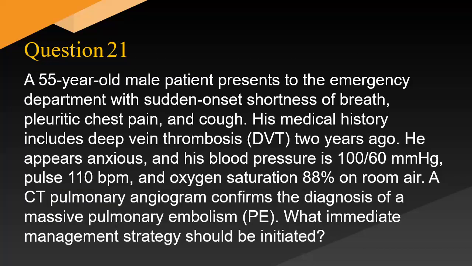A 55-year-old male patient presents to the emergency department with sudden onset shortness of breath, pleuritic chest pain, and cough. His medical history includes deep vein thrombosis (DVT) 2 years ago. He appears anxious and his blood pressure is 106 mmHg, pulse 110 bpm, and oxygen saturation 88% on room air.